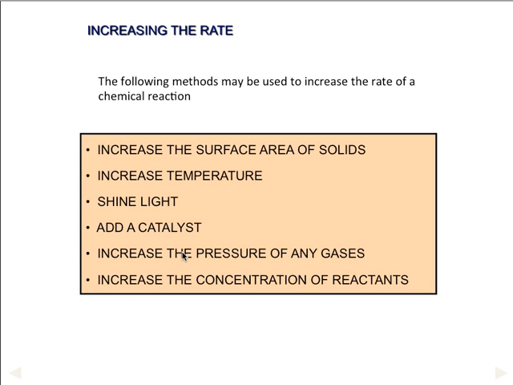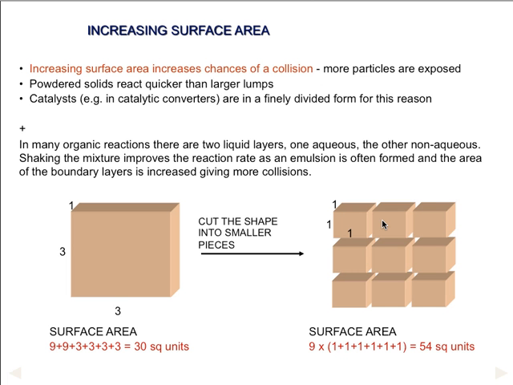So how do we increase the rate of a chemical reaction? Well, we could increase the surface area of the solids, increase the temperature as we just saw, shine a light for certain reactions, add a catalyst, increase the pressure of gases, or increase the concentration of the reactants. So, increasing the surface area: when you increase the surface area, you increase the chances of collisions. More collisions, higher the rate.